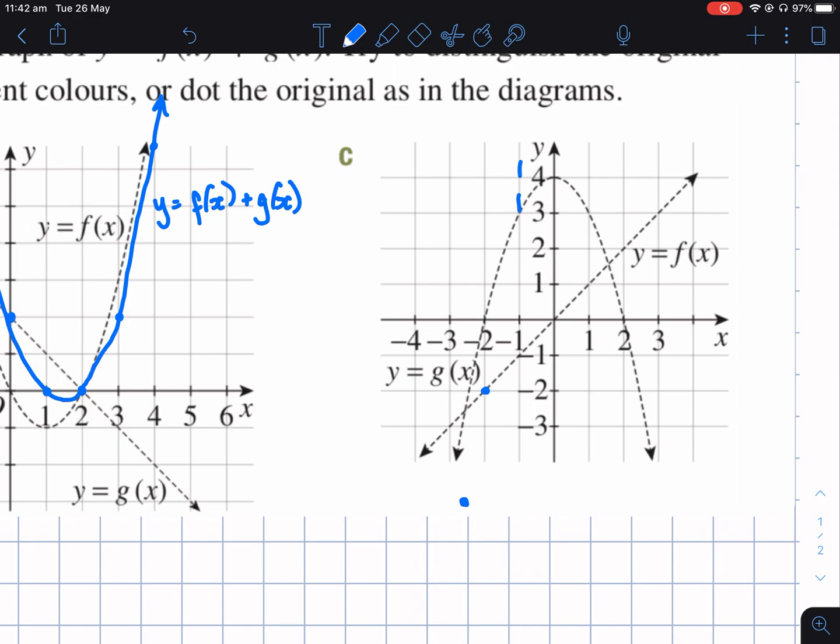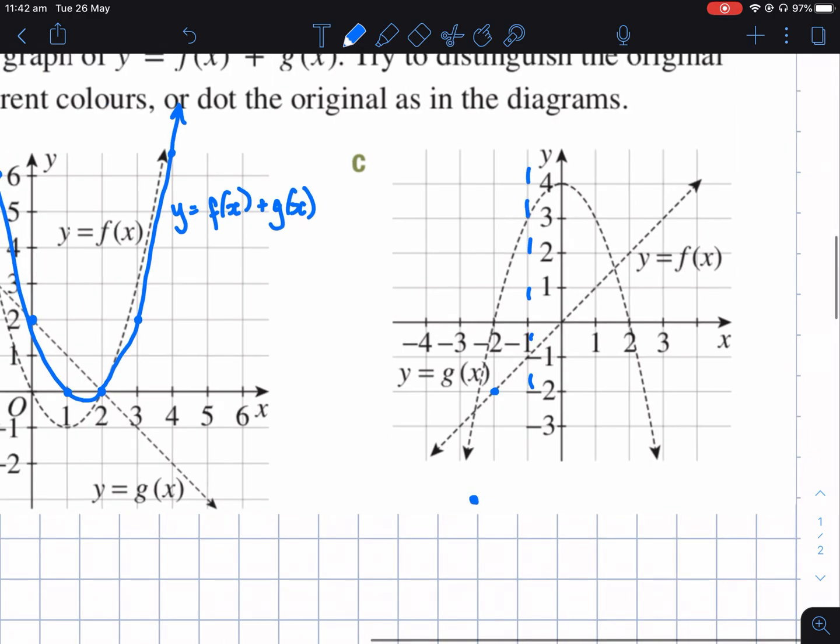Let's go along to 1. Well, we've got negative 1 and we've got positive 3, so that's going to be positive 2, isn't it? So we're going to have our point there. We've got 0 and we've got positive 4, so we're just going to be positive 4. And our next one along, we've got 1 and we've got 3, so 1 plus 3 is 4. Next one along, we've got 0 and we've got 2, so our next one is going to be 2.